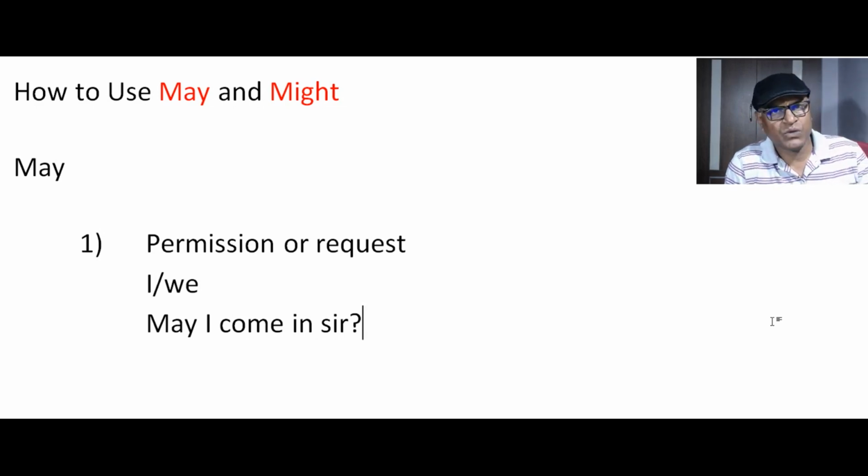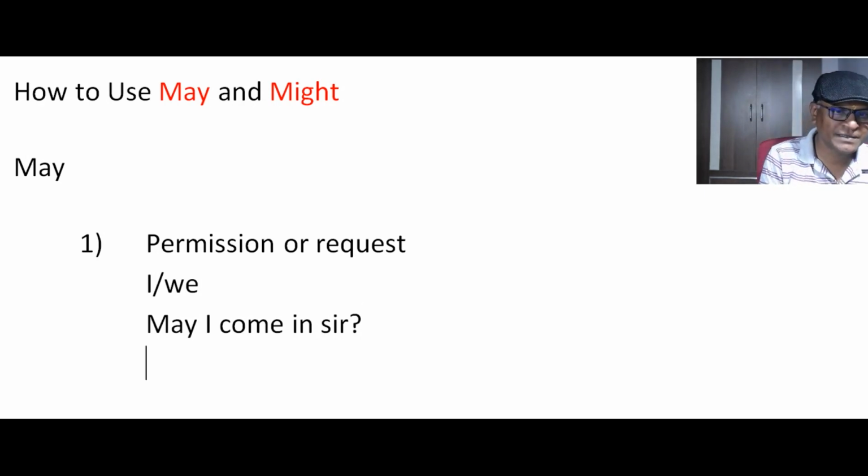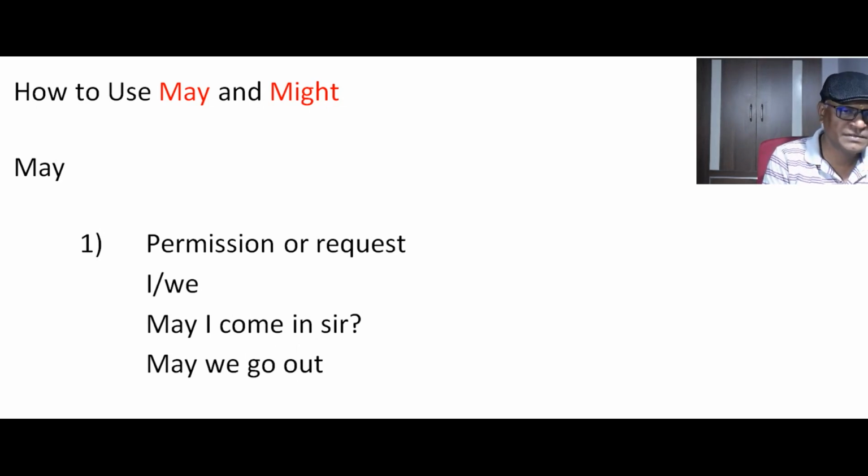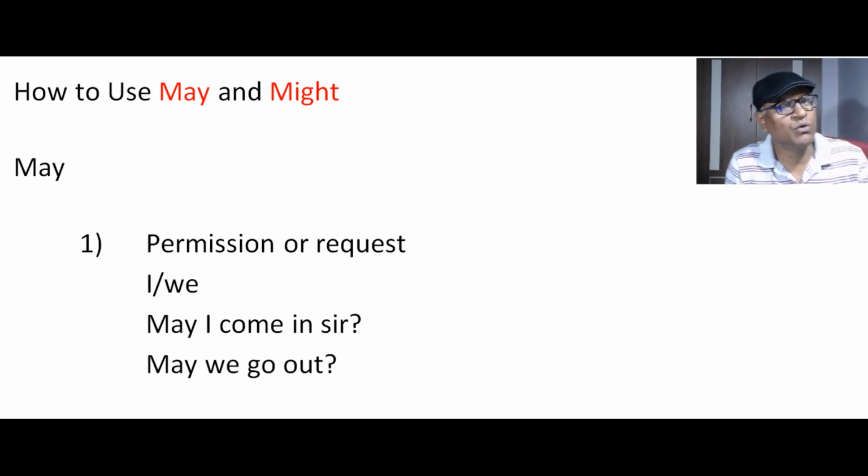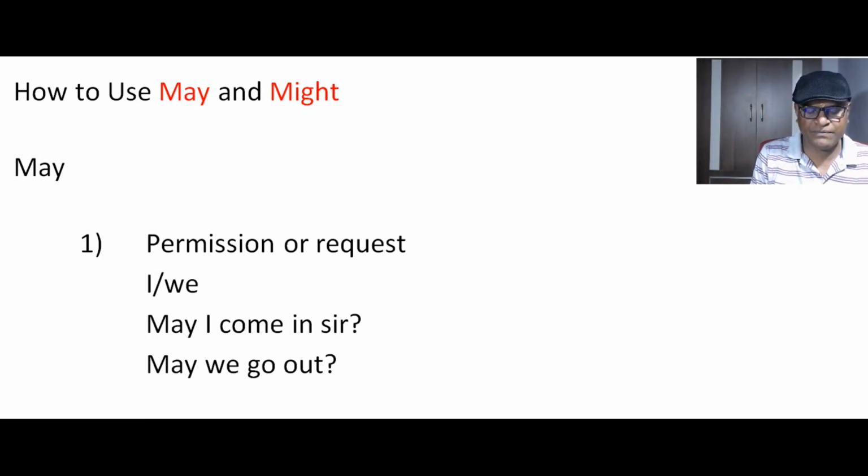Means you can use only first person, I or we, with may when we make a request or we are taking a permission. So may I come in, sir? Like, may we go out? May we go out? Like this. So that is the first use of may.